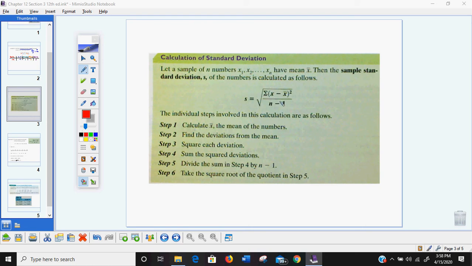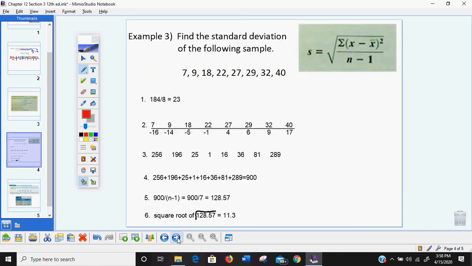Step 5, we divide by n minus 1. So if there's 10 in your sample, you're dividing by 9. If there's 7 in your sample, you're dividing by 6. Whatever your sample size is minus 1. And then the last step is take the square root of that. So let's look at that in an example. Let's do all those steps.